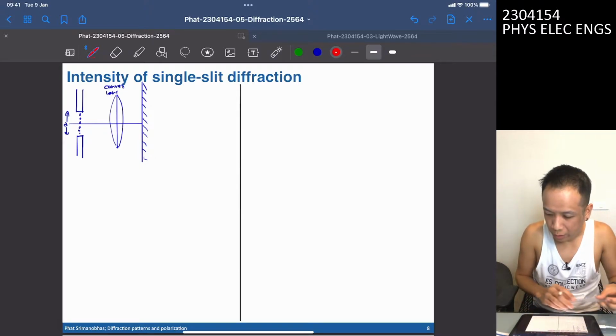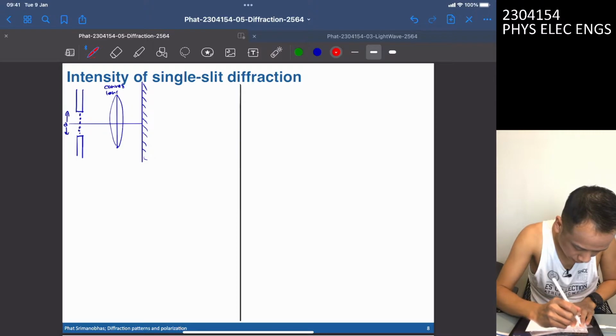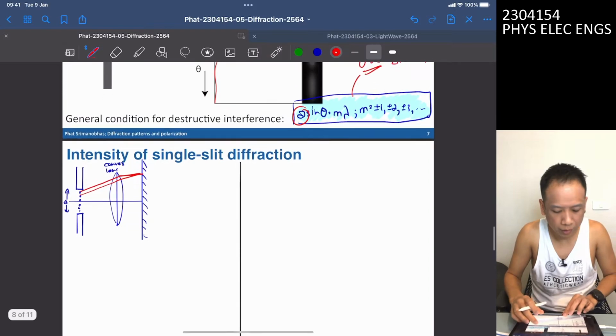So then we're talking about the first light from the first source going to the lens. Then it's converged somewhere here. And the second light also goes to the lens, and then it's converged to this one.